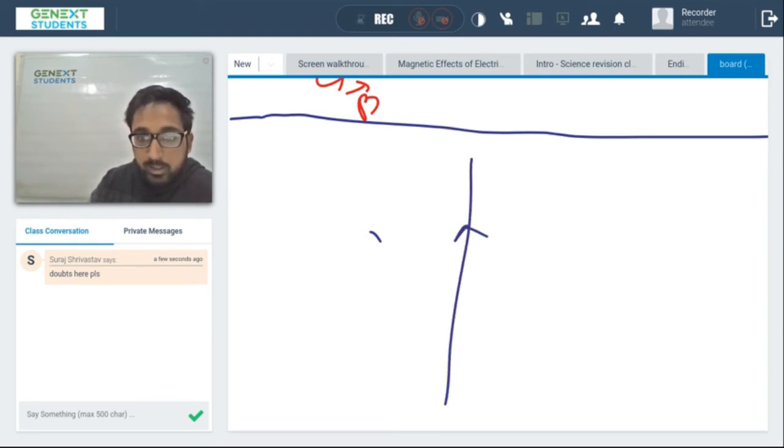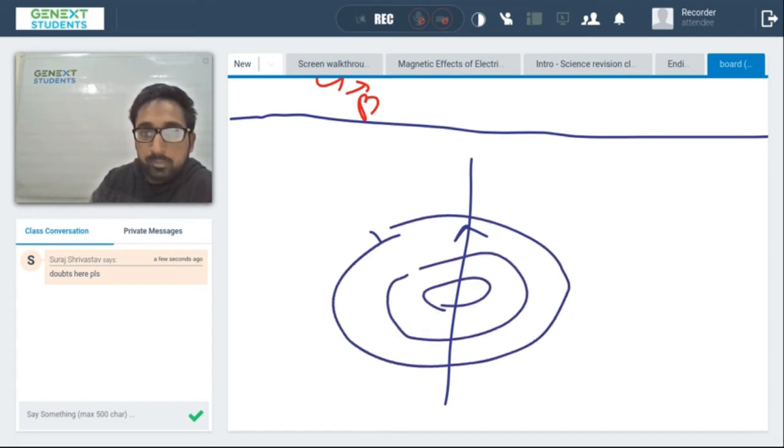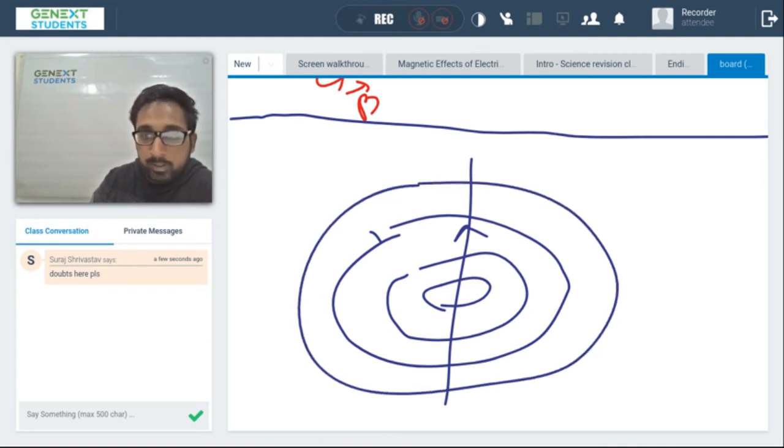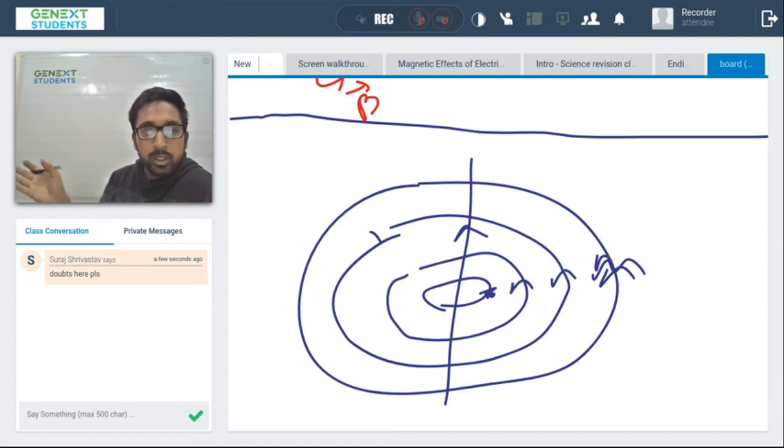If this is the current and this is the magnetic field, this also will be the magnetic field. The direction will be like this. At every point you can calculate the magnetic field. If you want to figure out here, just keep your hand over here and rotate. If you want to figure out there, again rotate. If you go farther, you will see that the magnetic field at this point in this loop is strongest. It is getting weak. It is the weakest.